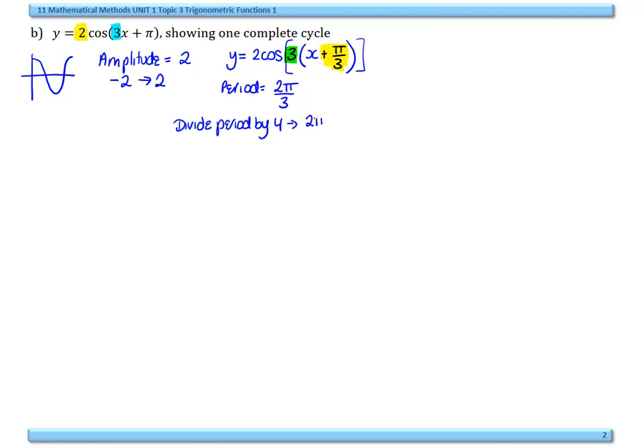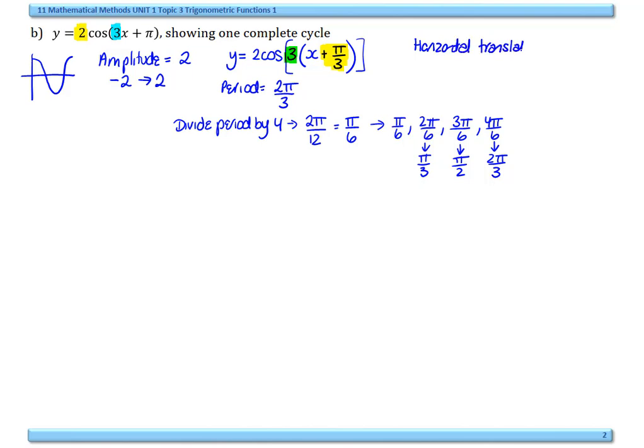So we have 2 pi over 12, which is pi on 6. So our x-axis scale is going to be pi on 6, 2 pi on 6, 3 pi on 6, 4 pi on 6. That's pi on 3. That's pi on 2. And that is 2 pi on 3. Okay. Last thing is our horizontal translation, which we're not going to worry about until the end.